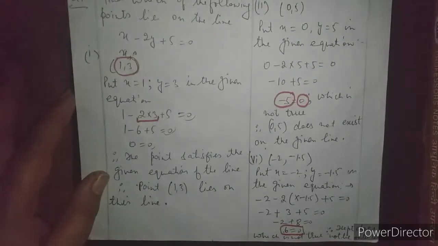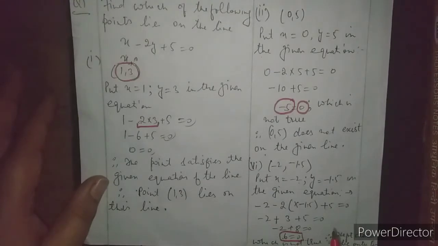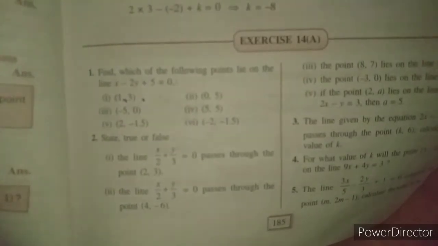So out of these three parts which I have solved, the first part lies on the line, but the second and sixth parts do not lie on the line. That is all about question number 1. Three parts I have solved for you. Exactly the same way the remaining parts can be solved. Now let us talk about question number 2, which is about state true or false.